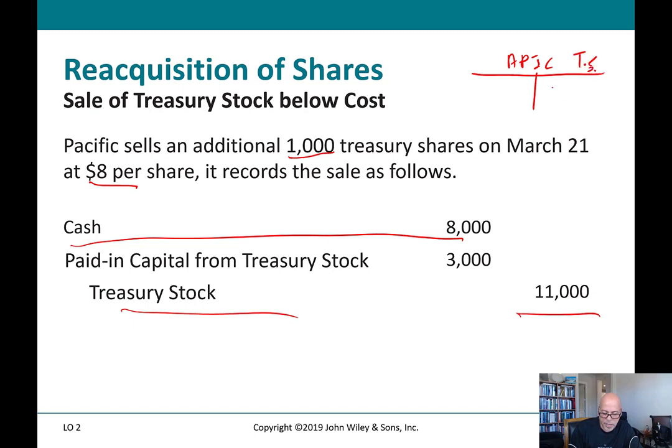And because I have 4,000 sitting there in my APIC treasury stock, I can debit that difference between the original reacquisition price and this $8, the 11 and the 8. I can go ahead and debit paid in capital from treasury stock for 3,000, because I still have $1,000 balance sitting in there, don't I? Available to me, okay?